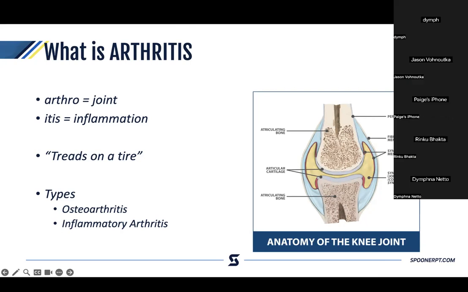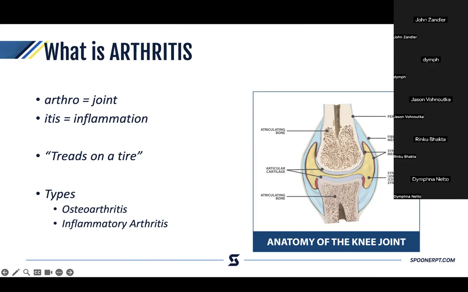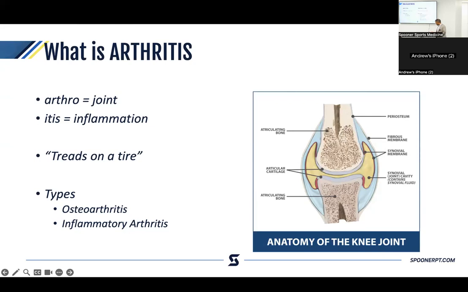So there's two forms of arthritis: what we typically call osteoarthritis, which is the wear and tear form of arthritis, and then the rheumatoid or the inflammatory arthritis, which most people commonly call rheumatoid arthritis. But there's actually a number of different inflammatory arthritis, which I listed here, like ankylosing spondylitis, gout, lupus, and so forth. But the most common one that we typically deal with is osteoarthritis.